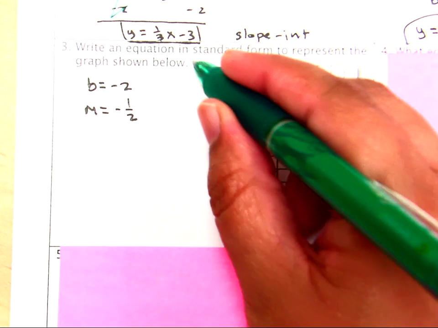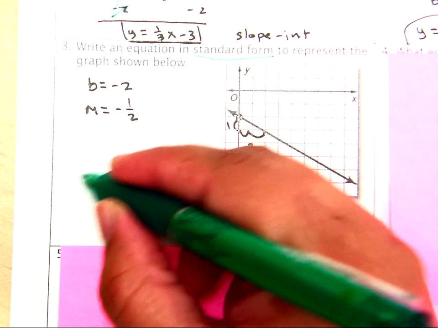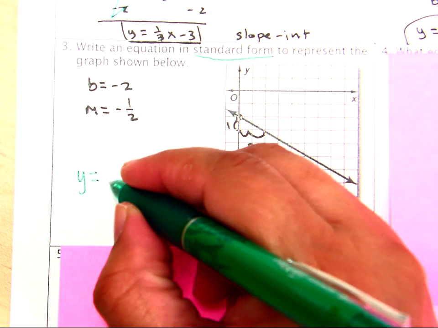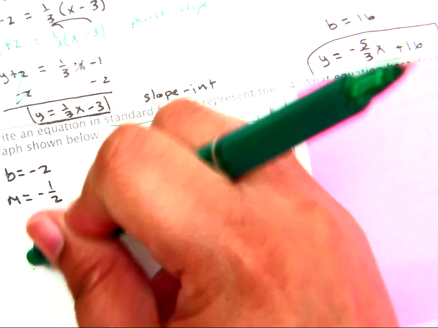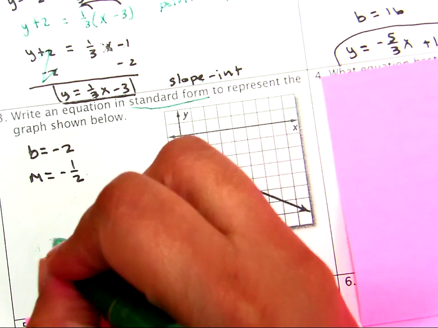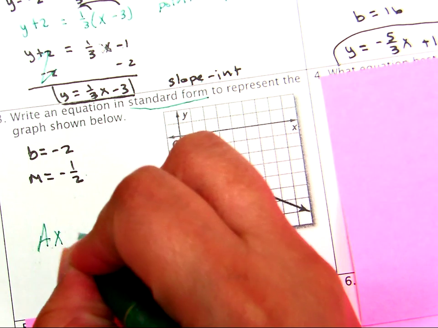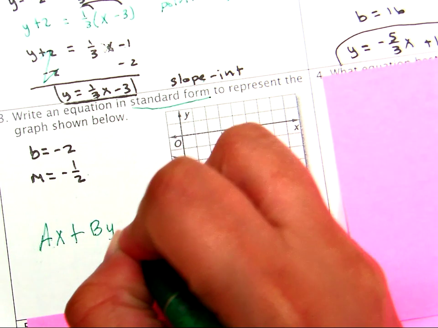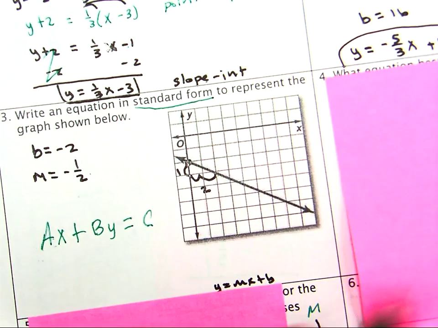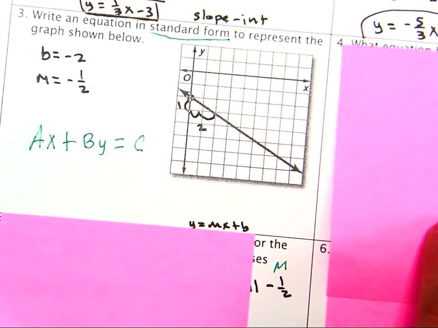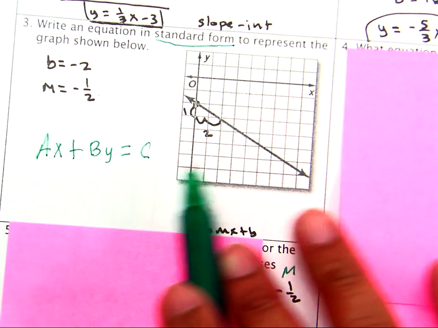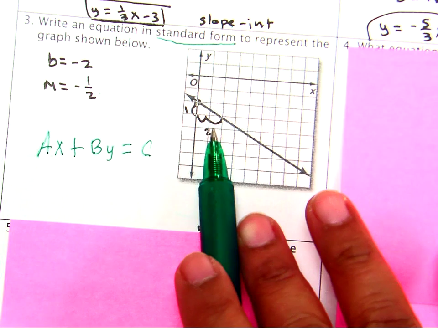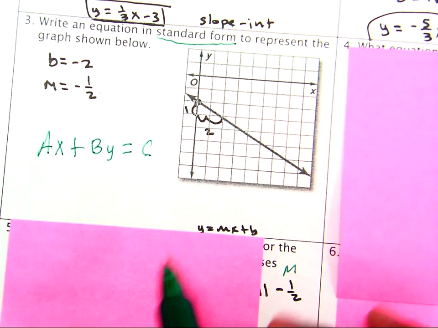So remember standard form. Standard form is ax plus by equals c. So that's called standard form. Again, on your test tomorrow, you're going to want to solve for y, and then see which one comes out to the graph that you need.